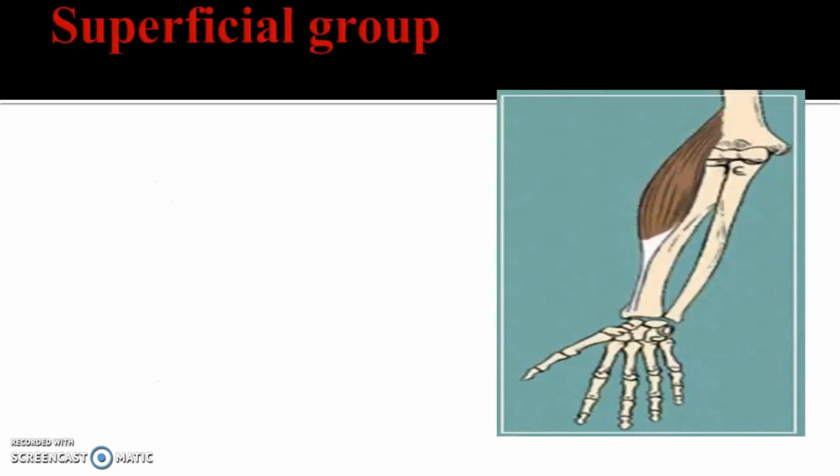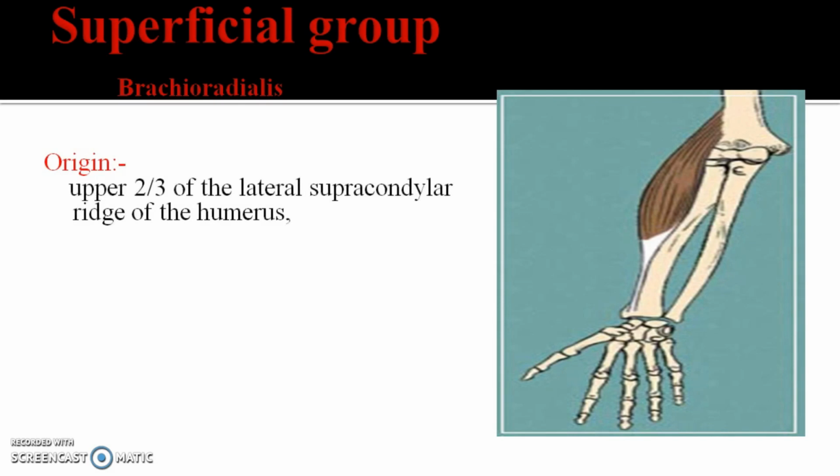First we are going to deal with the superficial group muscles. The first muscle is brachioradialis. Coming to the origin of brachioradialis, as the name itself indicates, brachio means it takes origin from the arm bone, that is the humerus: the upper two-third of the lateral supracondylar ridge of the humerus.